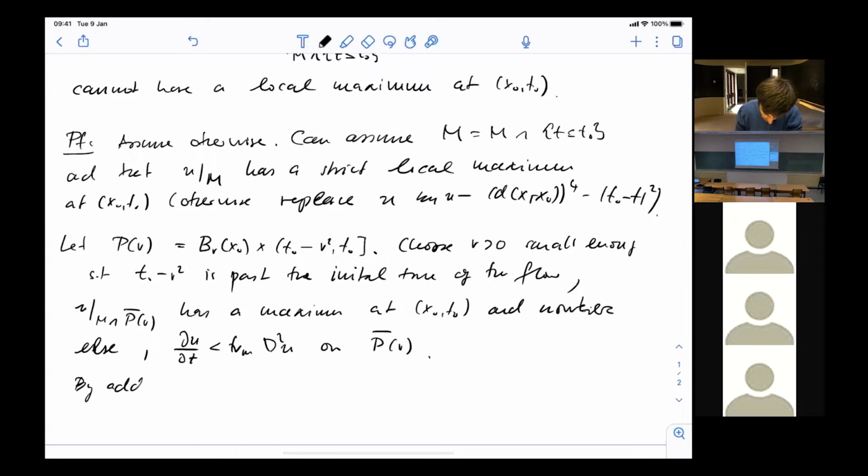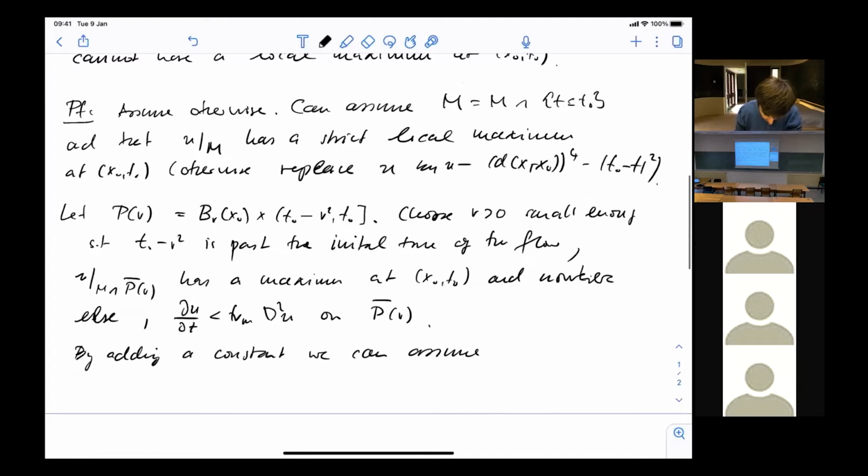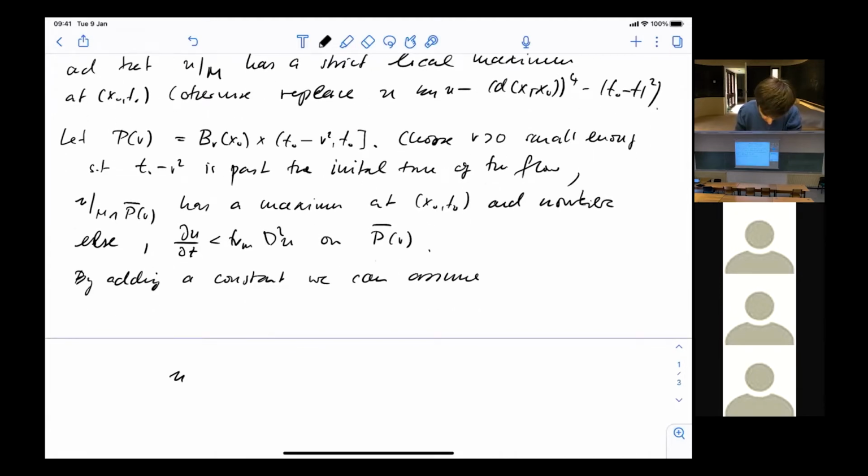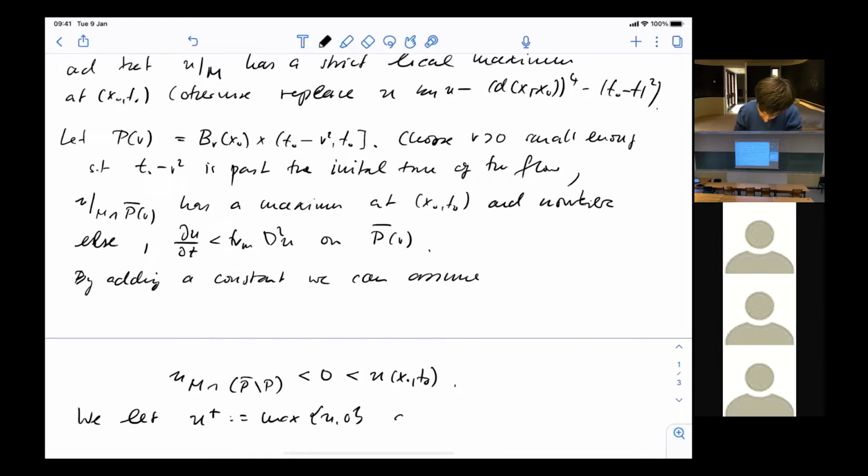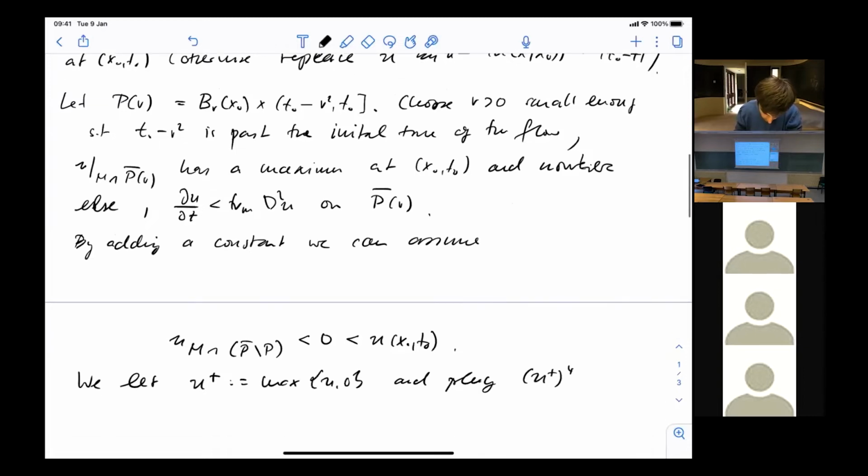By adding a constant, we can assume that we have u on M intersected with P_r bar without P_r. So this is just the parabolic boundary, that here u is less than 0, and u is strictly positive at (x0, t0). Okay, we're just shifting it a little bit. And then we let u_plus be the maximum of u and 0, and plug u_plus to the 4 again as before into the definition of Brakke flow.